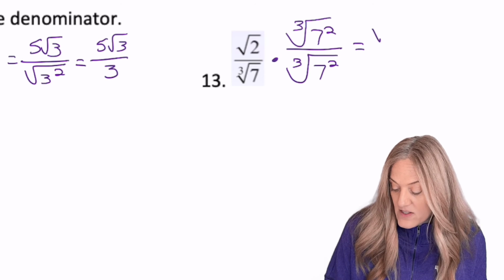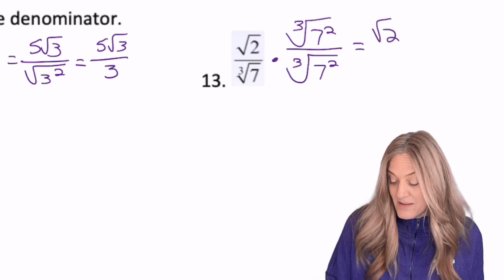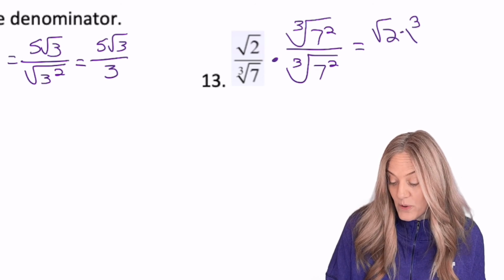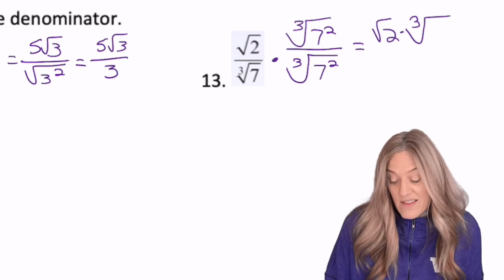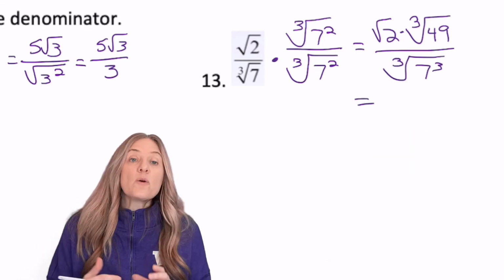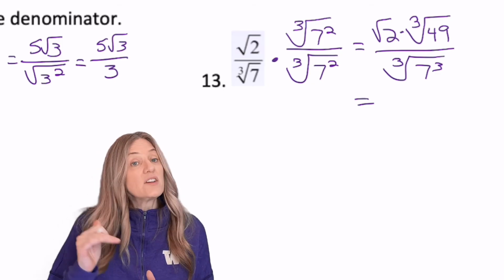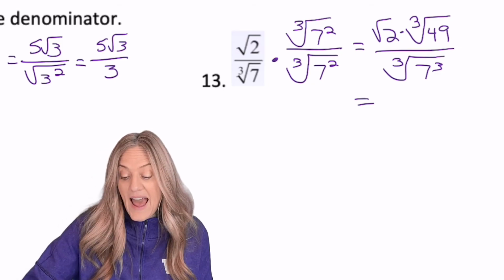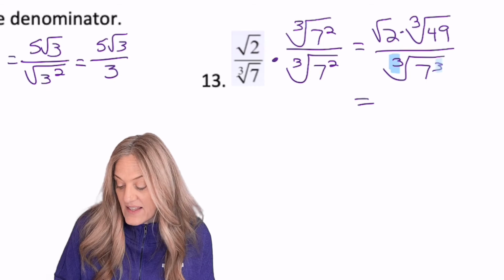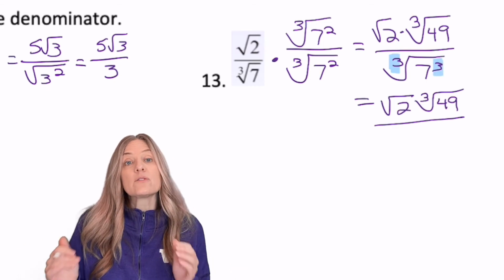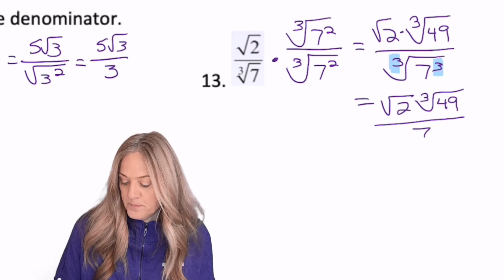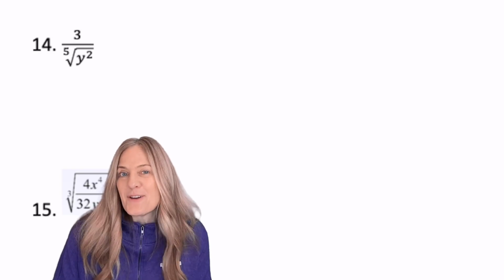Let's simplify. Square root of 2, I can't combine these because then it's times cube root of 7 squared. Well, I can go ahead and say that that's 49. For emphasis, I wrote that denominator out as cube root of 7 cubed, so you can clearly see that I have to have the same index and the same power in order to clear the radical in the denominator. I really like 14. See if you can do it.